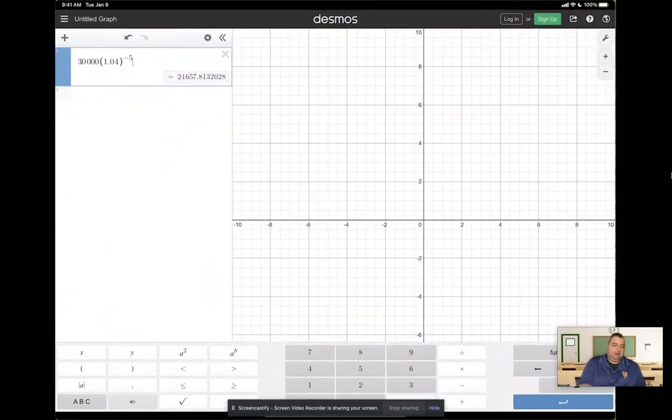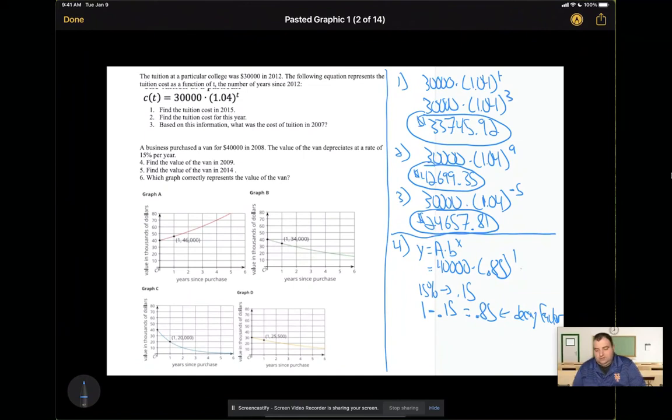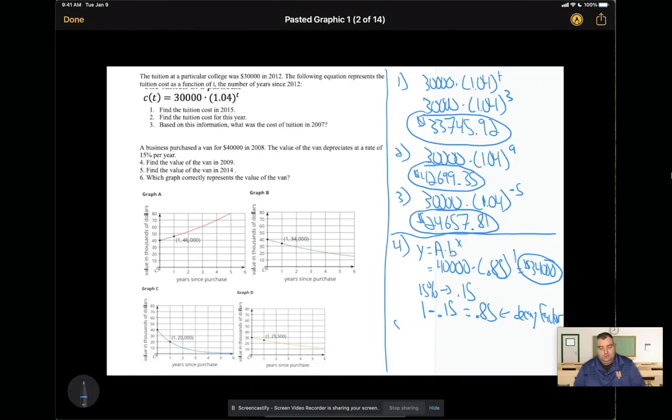So let's calculate that. 40,000 times 0.85 to the power of 1. So that's 34,000. So 1 year later, it has a value of $34,000. So that's your answer to number 4.